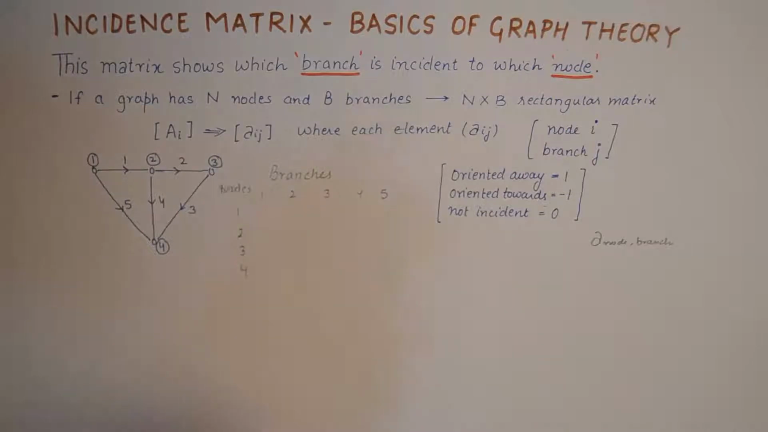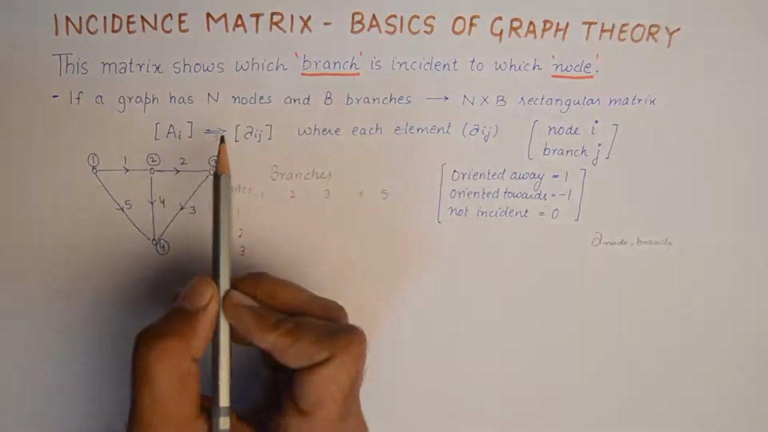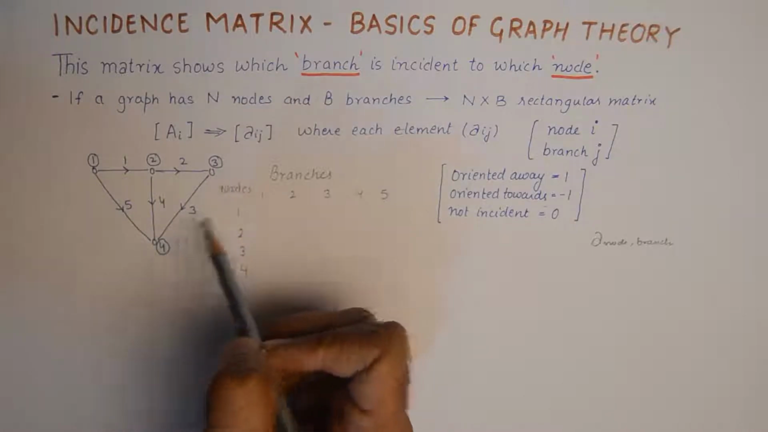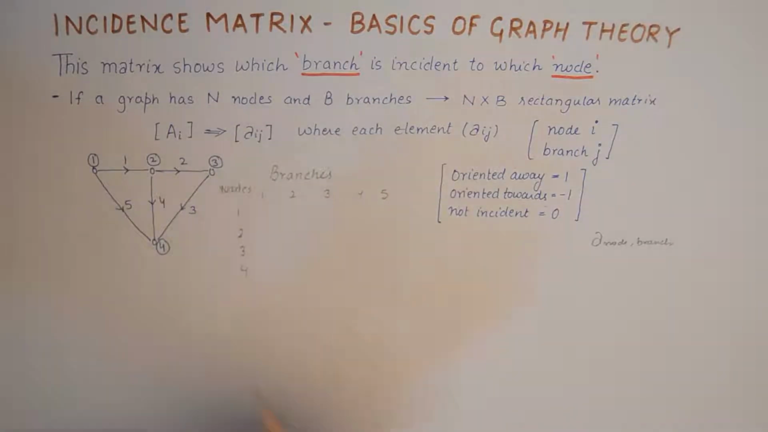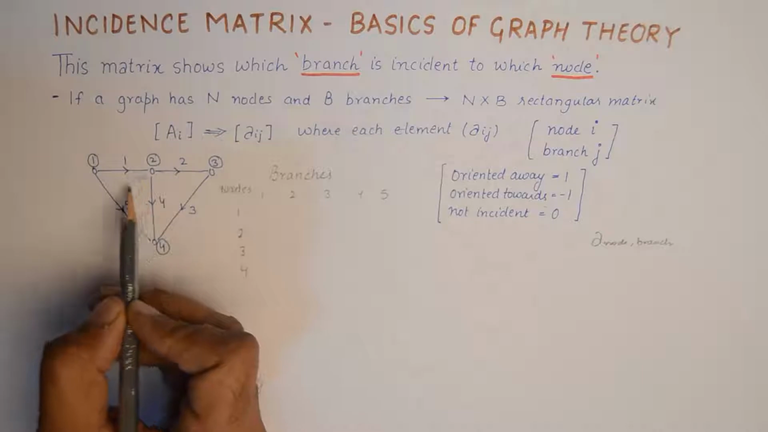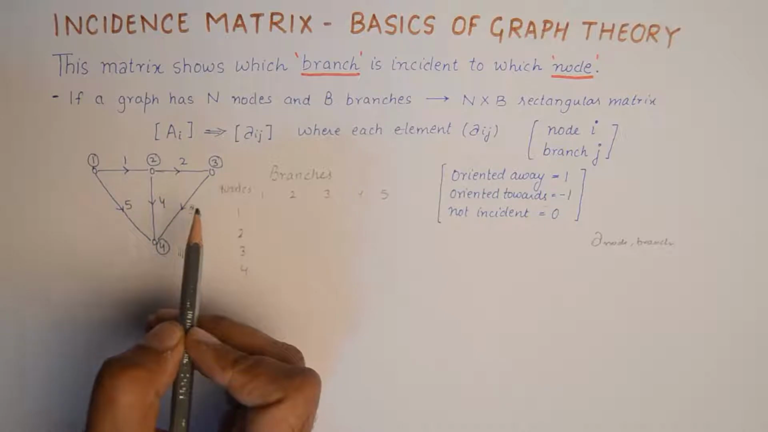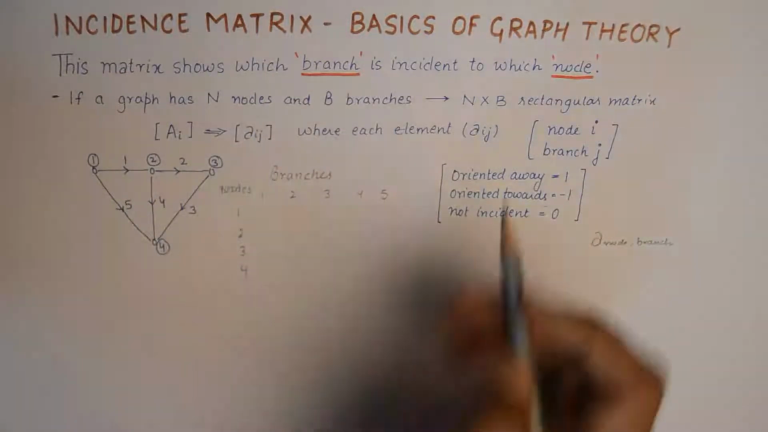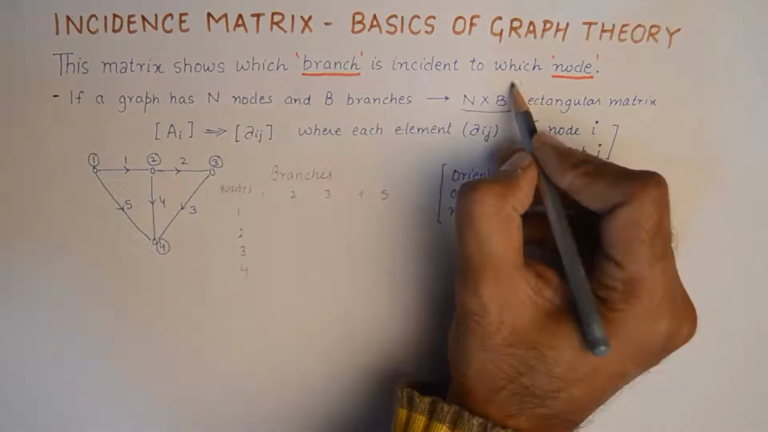Now, once we have this graph ready with us, which has n nodes, for example, this graph has 4 nodes, and b branches, this graph has 5 branches, and we've also shown the direction of the current flow in the branches. So the incidence matrix will become an n by b rectangular matrix. So this is the first key point. You could put a star next to it.